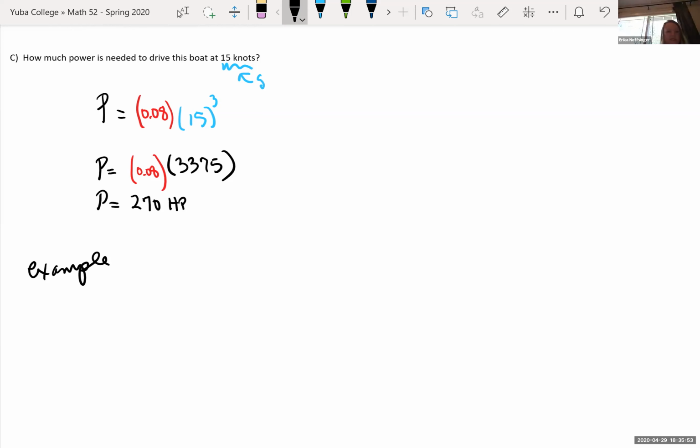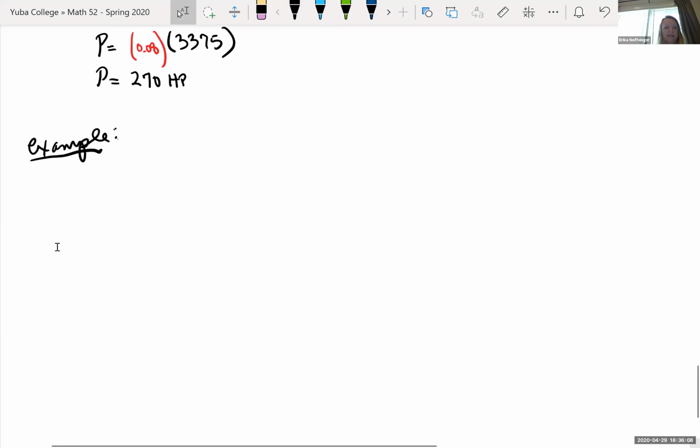Okay, so let's look at an example where they don't lay it out for us like it just did, where it kind of broke it up saying, okay, find the general equation, now find K, now figure out this information. So this is a problem where all of it is together. It doesn't have parts, but same sort of idea.